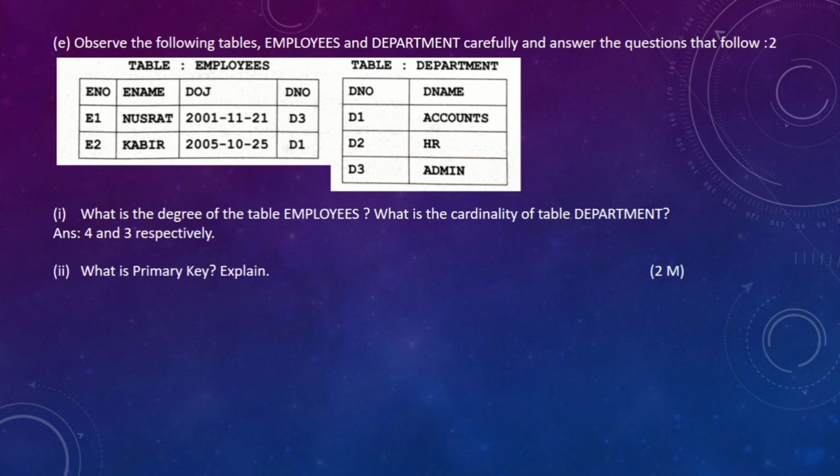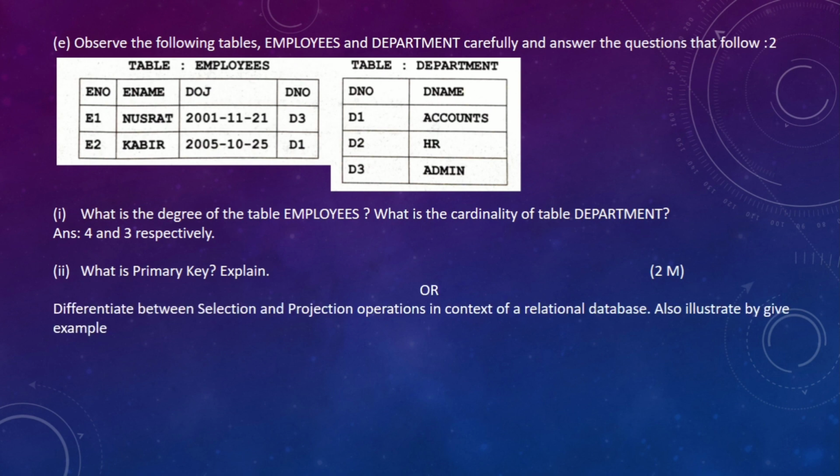What is a primary key? Explain. So you can explain what is primary key. Then differentiate between selection and projection operation in the context of relational database by giving example. So what is selection? You know very well, selection is a horizontal subset whereas projection is a vertical subset. So one example you can easily give.